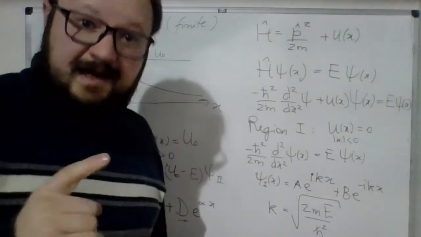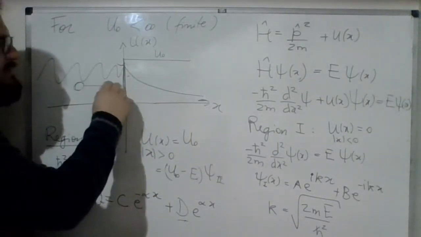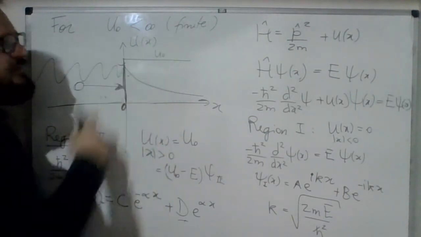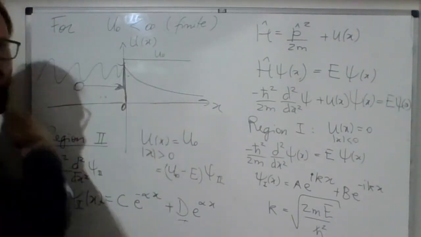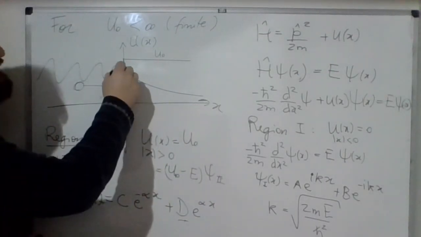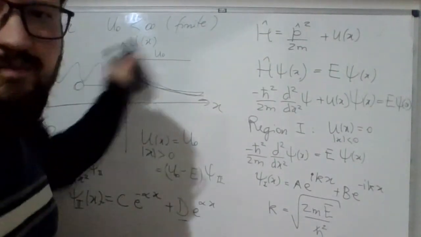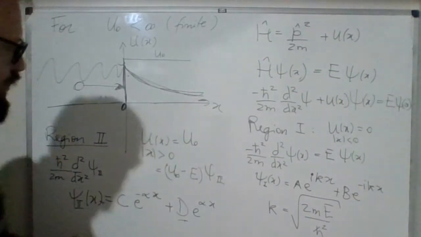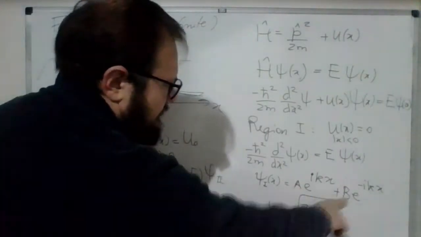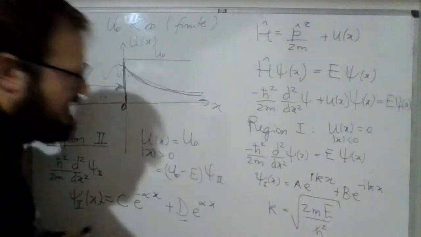So classically speaking, if you have a particle here, it collides with the wall. If it has energy lower than u naught, it will be totally reflected, right? But in this case, you'll find an evanescent wave crossing the barrier. And how can you calculate C, A, and B, and all that?